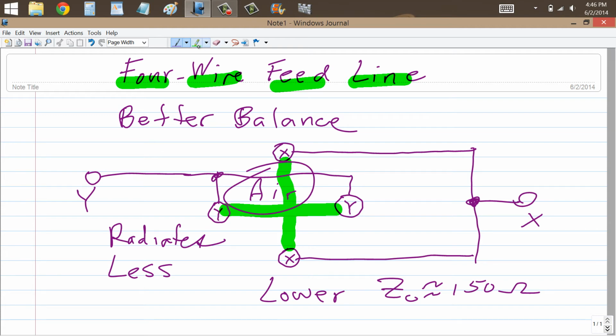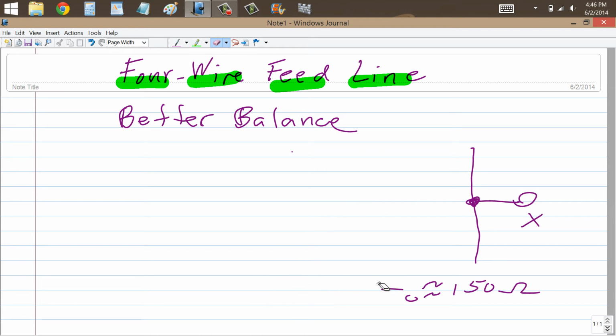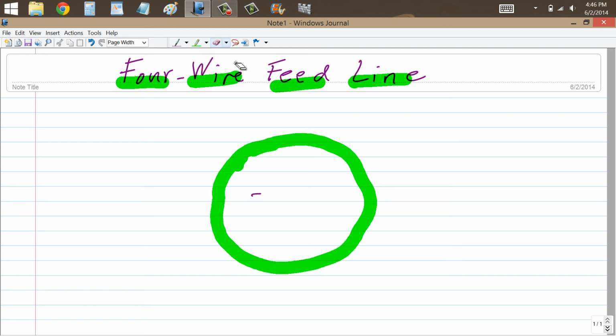Another way that you can do this, instead of using the cross braces like that, is to take a long tubular flexible length of, say, polyethylene or something like that, with a circular cross-section. So this is what the cross-section looks like. And then you embed your wires in it. It's a tubular transmission line, similar to the two-wire tubular line, but it has four wires instead. These are the X side of the transmatch. These are the Y side.